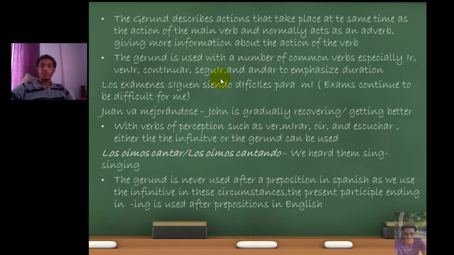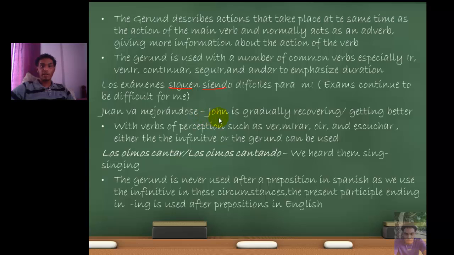The gerund. These are the uses of the gerund. You can pause the video and write this down. Los exámenes siguen siendo difíciles para mí. Exams continue to be difficult for me. So after this, we add in siendo. This is very important.